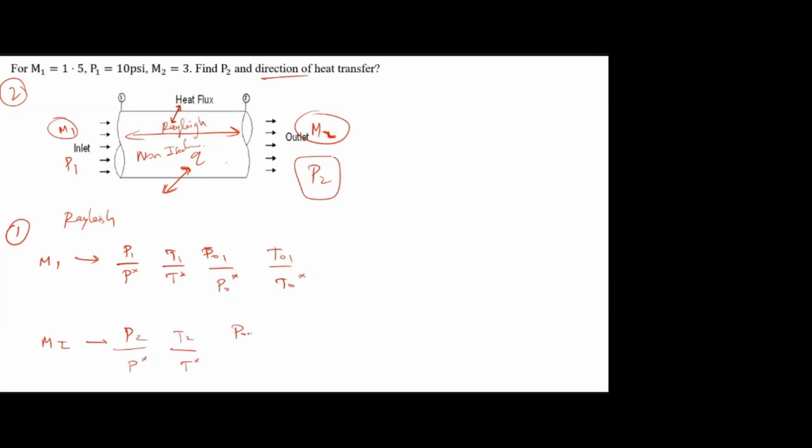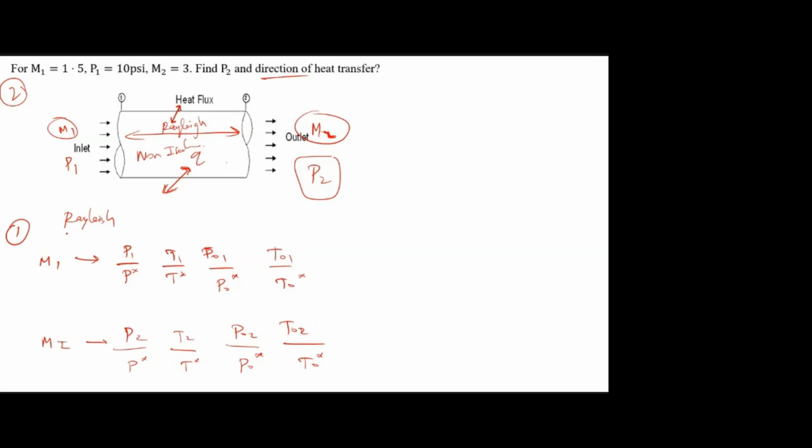Your first step should be checking whether the Mach number is given or not. If the Mach number is given, straight away you should go to the corresponding table. Here I have both Mach numbers, so I'm going to the Rayleigh table. I'm simply writing all the given values: P1 by P star, T1 by T star, P01 by P0 star, T01 by T0 star. Like that I'm going to write all the properties. Then I will decide which is required and which is not. Is that correct? Yes, sir. It will take just 1 minute for me to write.